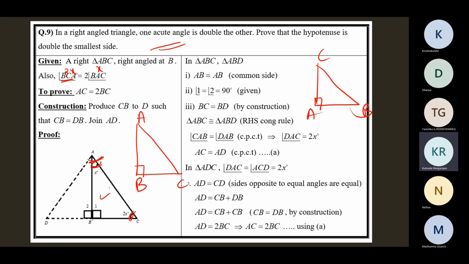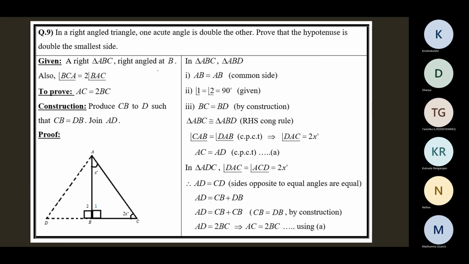We have to take a right triangle, and then you should mark off 90 degrees in a right triangle. Then one angle is X, the other angle is 2X, because one angle is double the other. So I have taken this as X and this as 2X. That's what I've mentioned here in given. One angle is double the other.